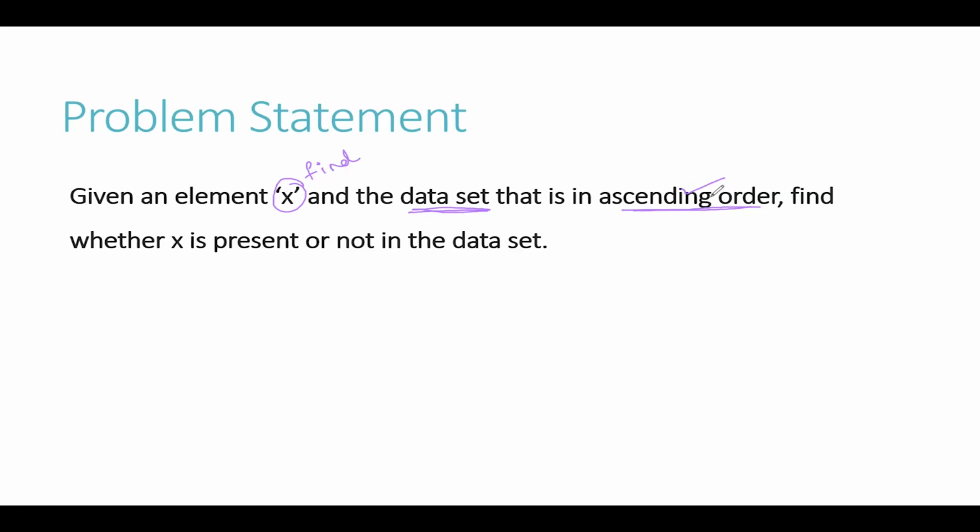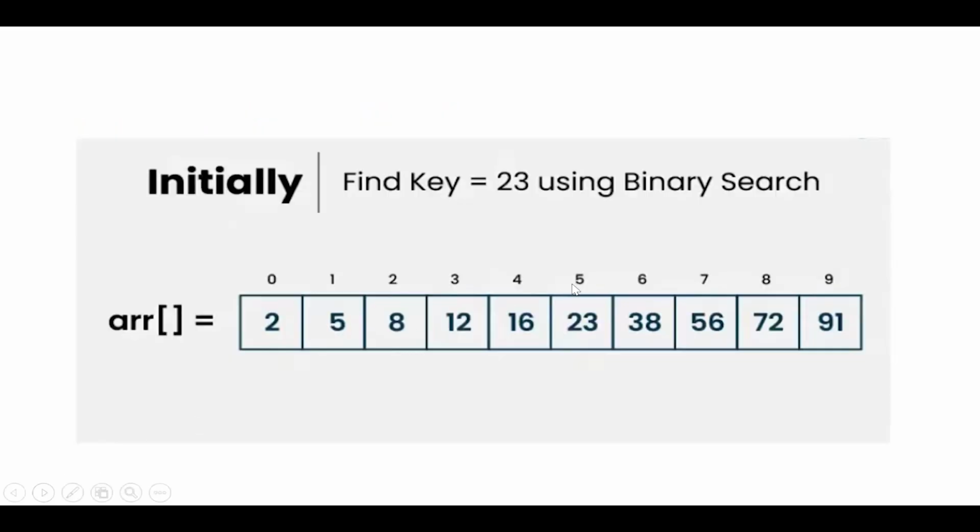If it is not in ascending order, then this binary search algorithm cannot be implemented. So find whether X is present or not in the data set. That is nothing but the search operation. All right, so that is the problem statement: given a data set in ascending order, how do we search for an element? There is an example here.